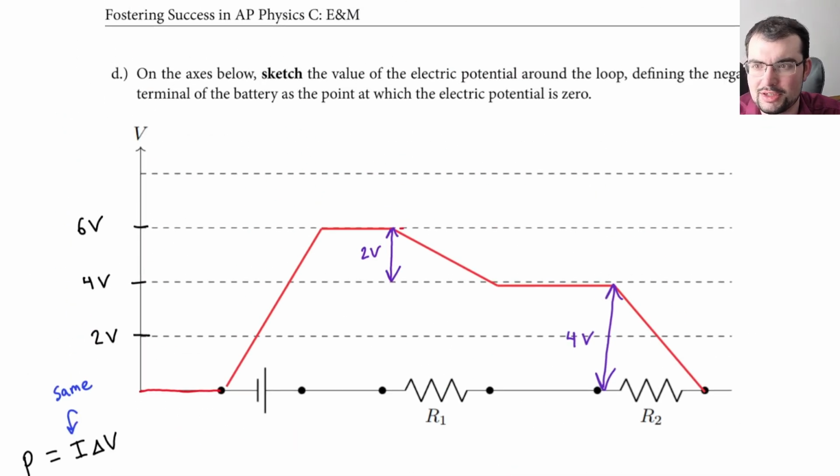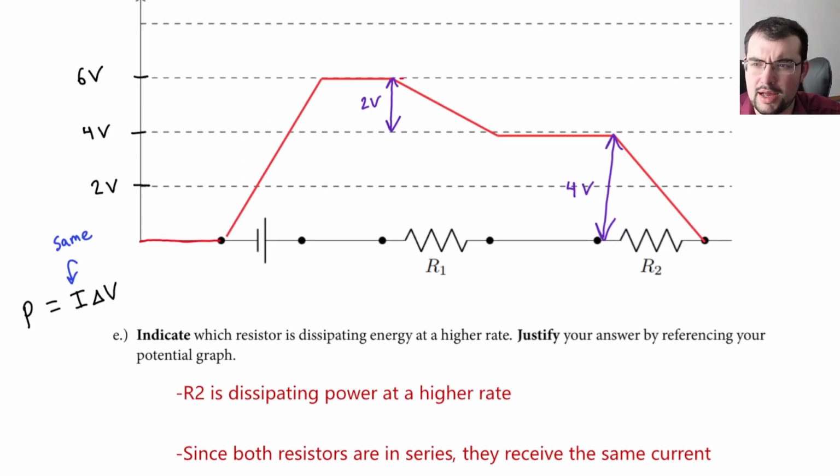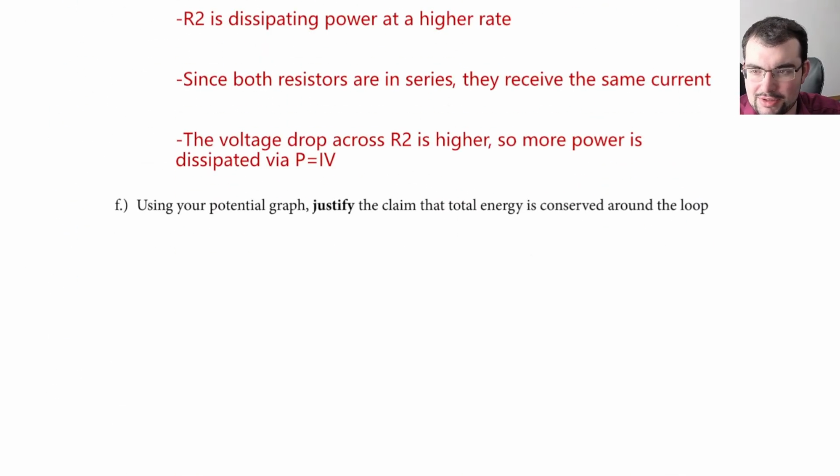Both resistors are in series. They receive the same current, so the voltage drop across R2 is higher, meaning more power is dissipated. And then we'll quickly verify why this implies total energy is conserved around the loop.